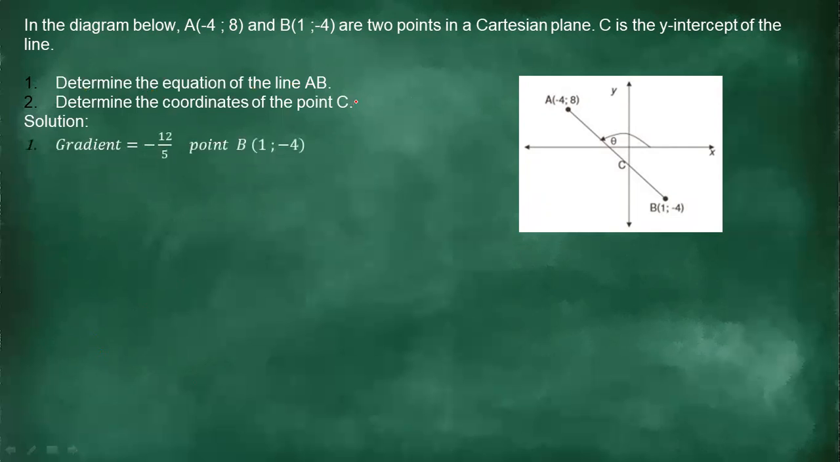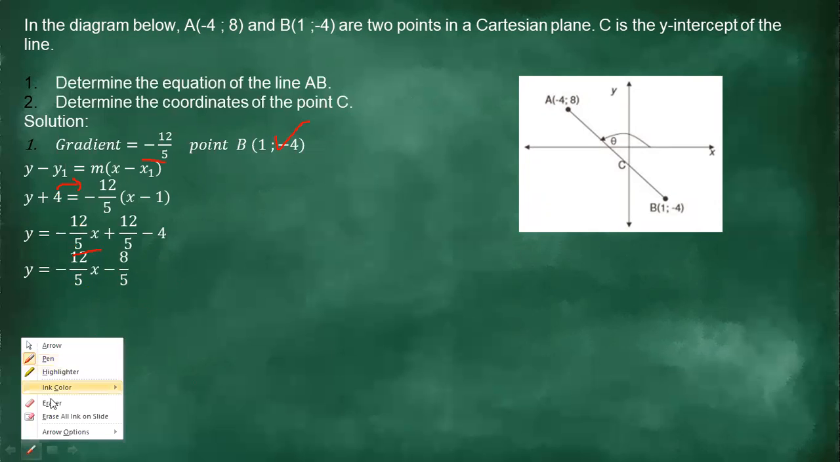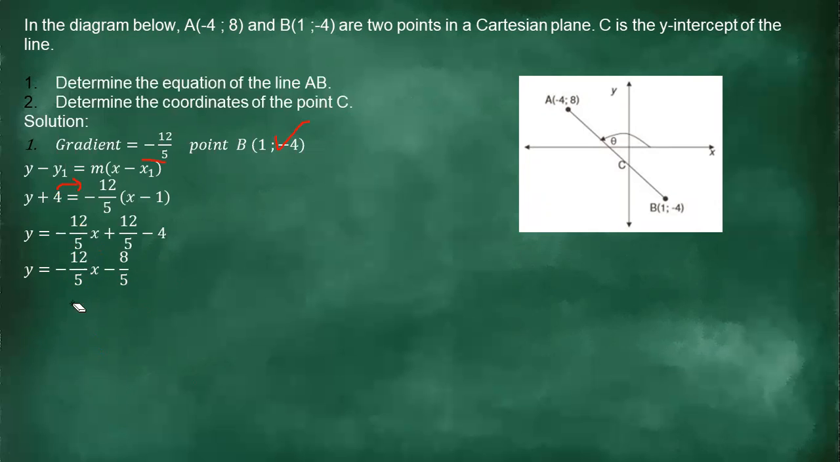You can see that we have points A and B. You choose any point you want to use, and in this case we decided to use point B. Remember the gradient of that line was negative 12 over 5. Then you write the standard formula and substitute correctly. From there, you open the bracket with the negative 12 over 5, and this is what you're going to have. Then this positive 4, you transpose it to the right, it's going to be negative. You press your calculator. Then the equation of the line AB is y = negative 12 over 5 x minus 8 over 5.